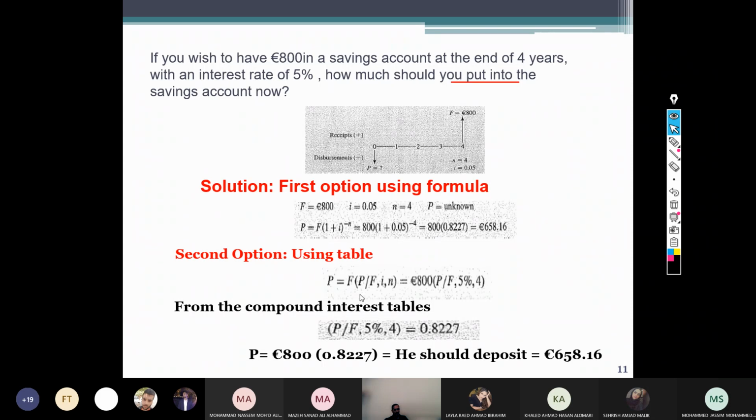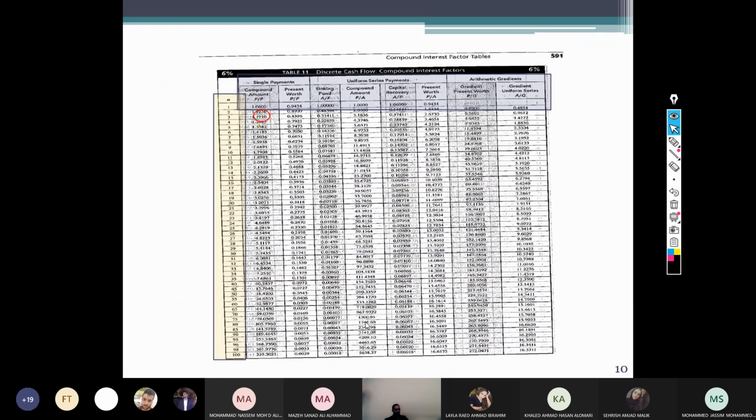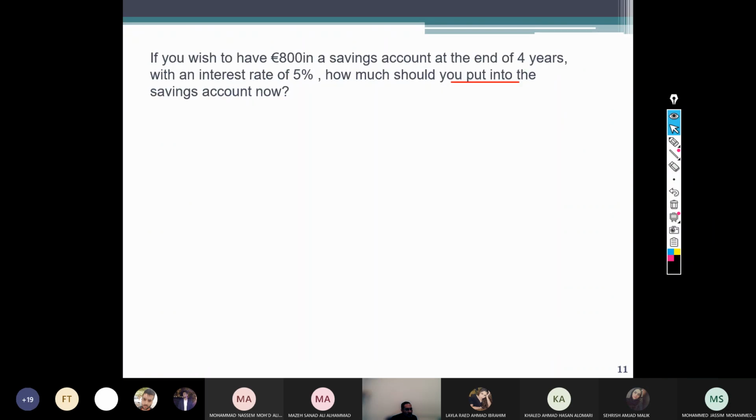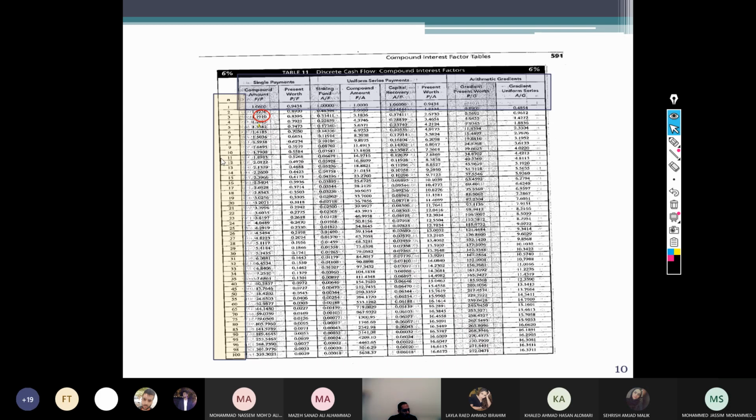What about how to write it? What about if we're going to use a table? 0.8227. Let's look at the table. What was the request? Find P given F. But this is not for 6%. Is it for 6? No, it's for 5. So we cannot use this table. We have to use the exact table for 5%. If you have the 5 here, then automatically you're going to look at 4 and take the corresponding number, multiply it by 800. Okay.